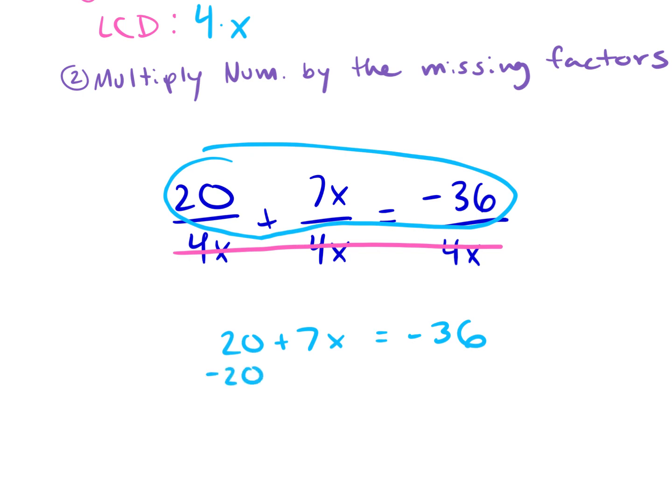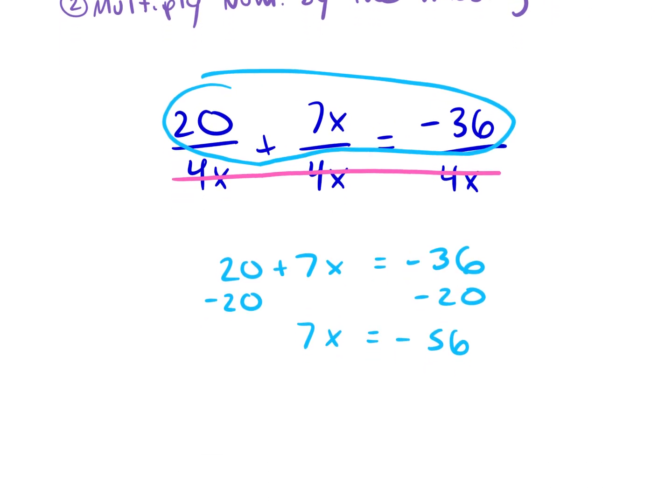I can subtract 20 on both sides. So 7x is equal to negative 56. What's the last step? Divide by 7. So what would we get? x is equal to negative 8. Awesome.